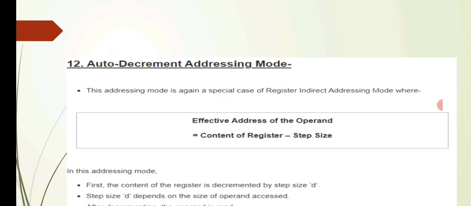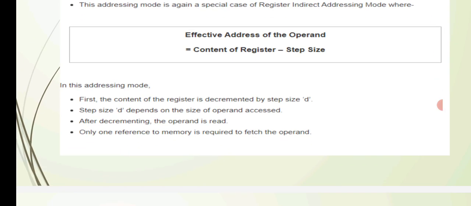Auto decrement addressing mode: this addressing mode is again a special case of register indirect addressing mode. The effective address of the operand equals the content of the register minus the step size. The content of the register is decremented by step size D. The step size D depends on the size of the operand accessed, and after decrementing, the operand is read. Only one reference to memory is required to fetch the operand.